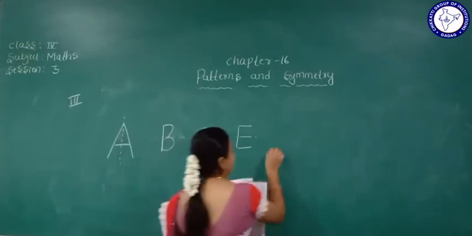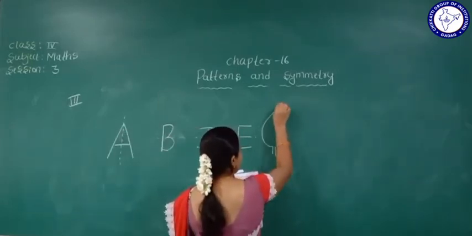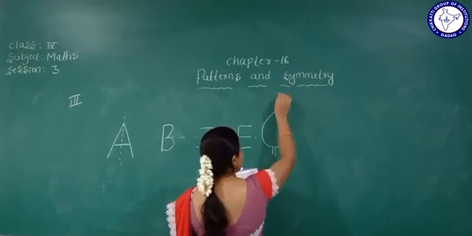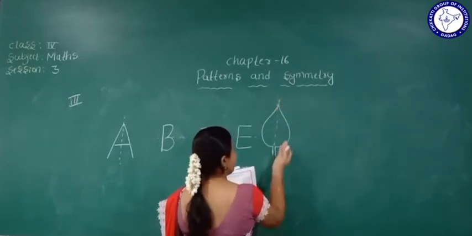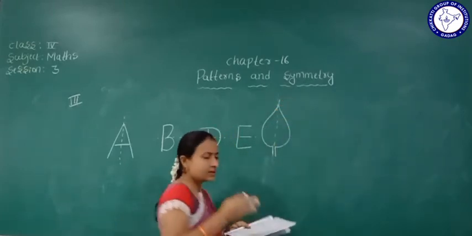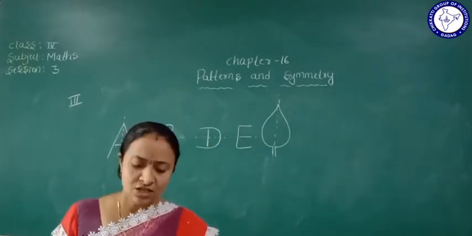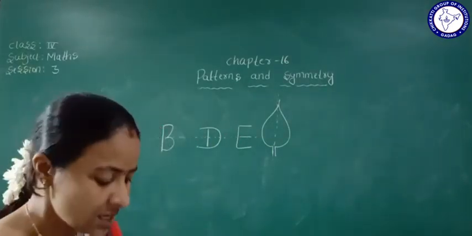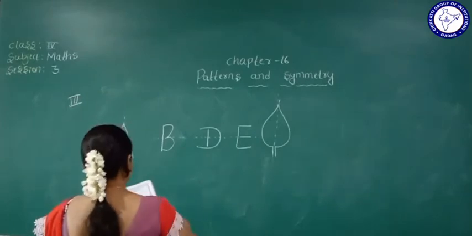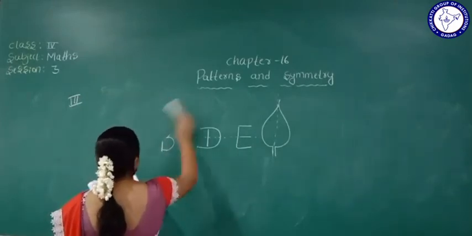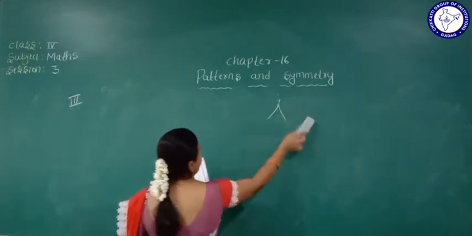So next I'll draw a leaf here. Yes, so this is a symmetry. If I fold this one, it will lie completely one above the other. Yes, so all these can be called geometrical patterns having a figure. It means these are all alphabets. Okay, so alphabet symmetry.